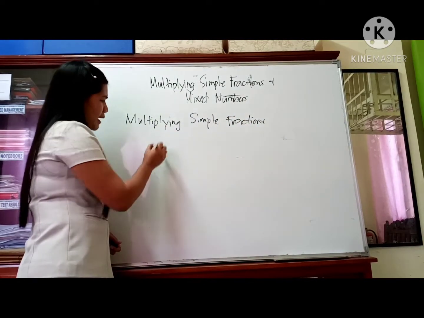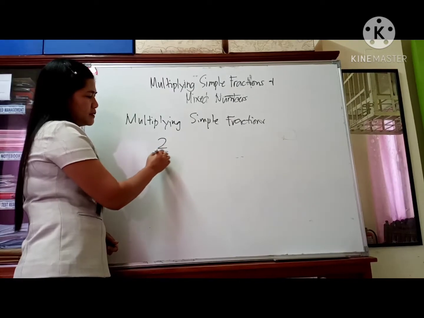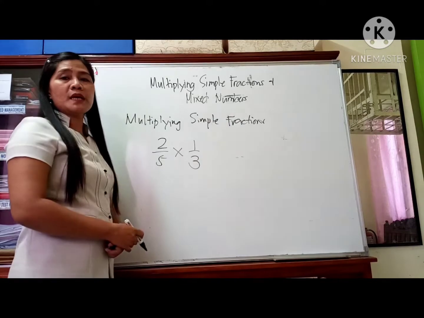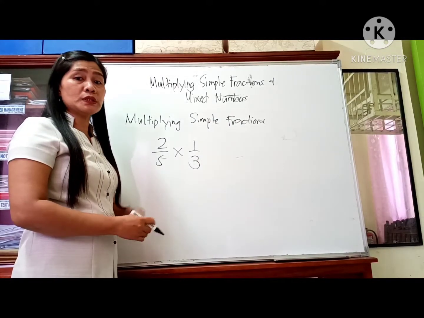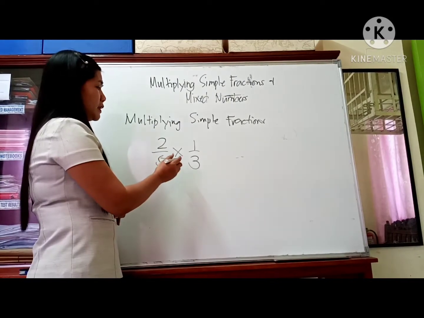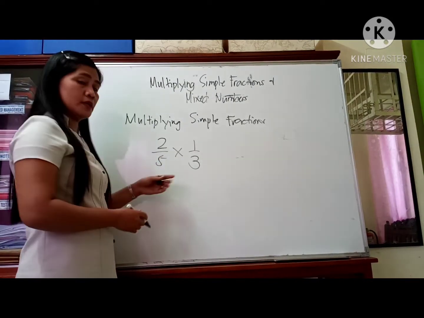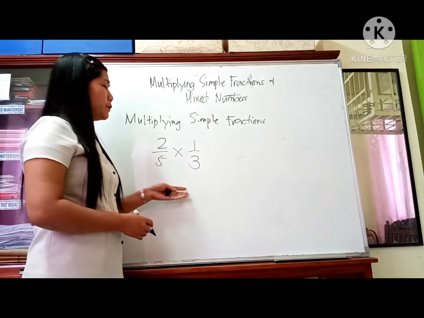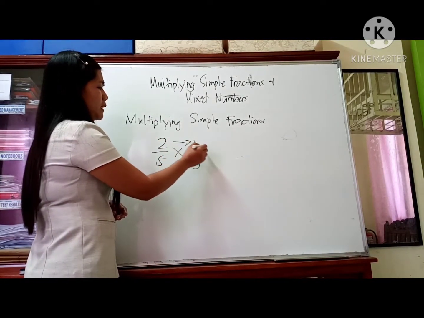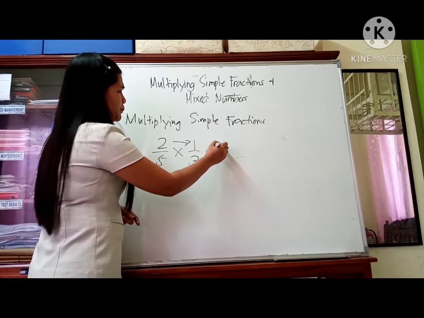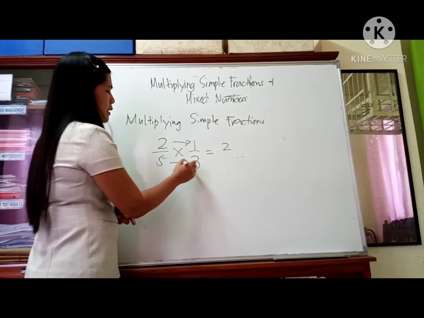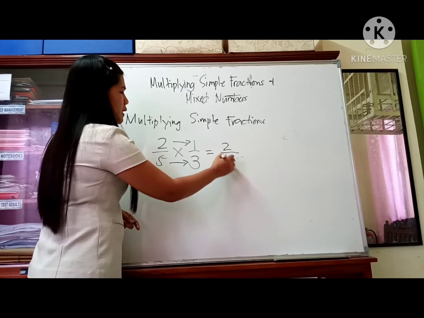So let's try 2/5 times 1/3. So in multiplying simple fractions, you should just multiply the numerator by the numerator, then denominator by the denominator. So in our example, you are going to multiply 2 times 1 is equal to 2. Then 5 times 3 is equal to 15.